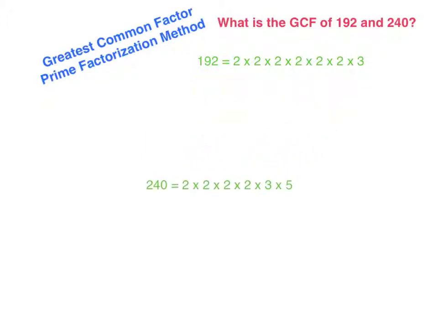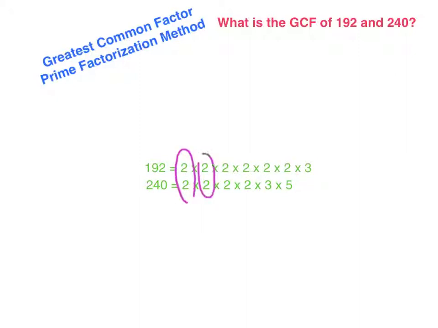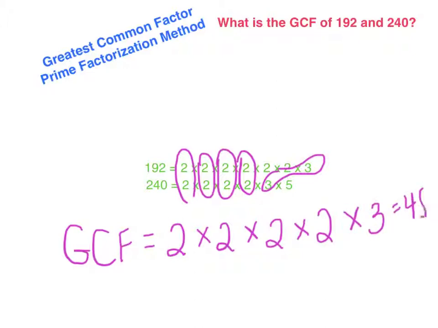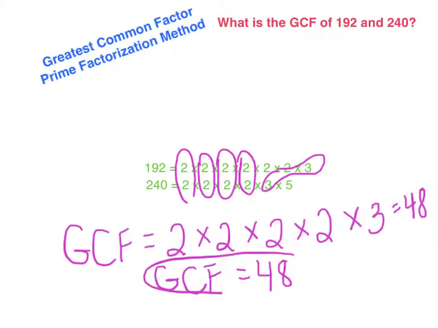The last step is to find the prime factors that they have in common and multiply them together. They've got a 2, another 2, another 2, another 2, and a 3. So the greatest common factor is 2 times 2, which is 4, times 2, which is 8, times 2, which is 16, times 3, which is 48. The greatest common factor of 192 and 240 is 48.